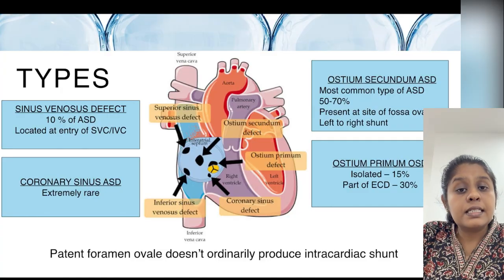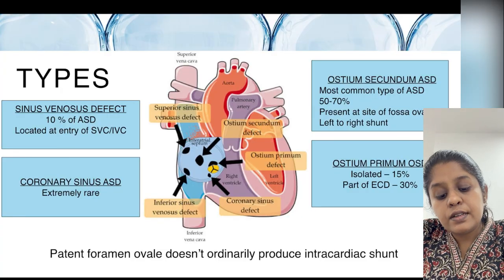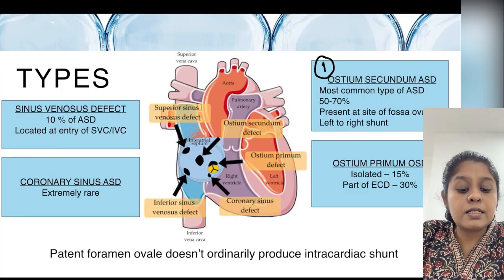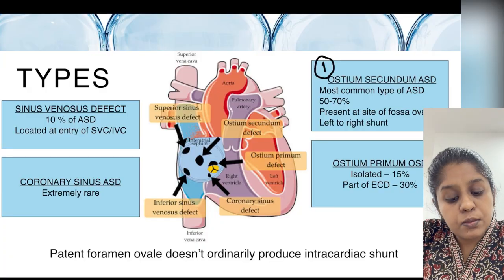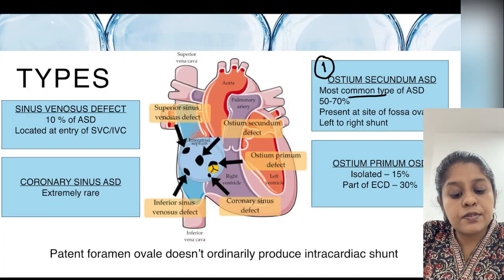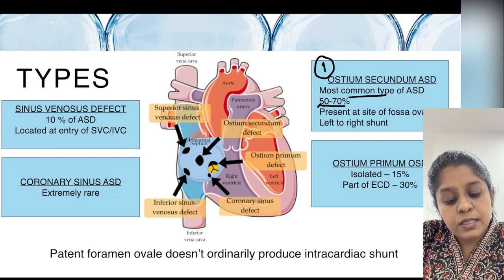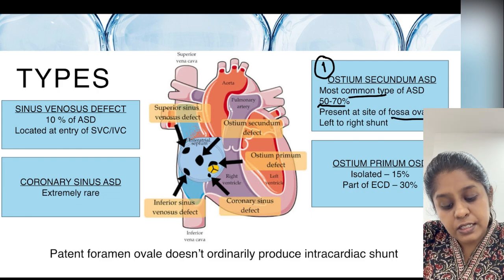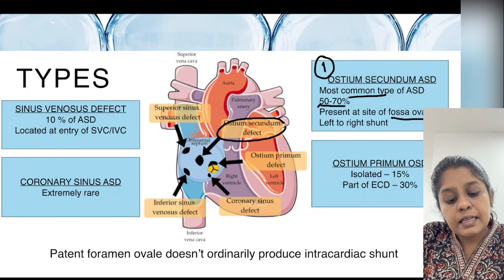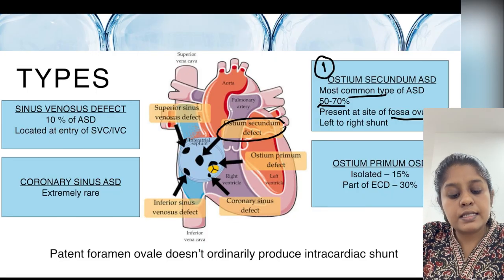So coming to the types of ASD, the first and the most important is the ostium secundum ASD. It's the most common type, seen in 50 to 70%, and it is present at the site of the fossa ovalis with a left to right shunt. So here we see the ostium secundum ASD at the site of the fossa ovalis.